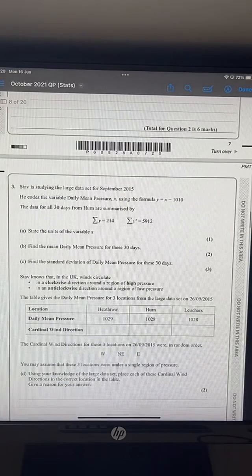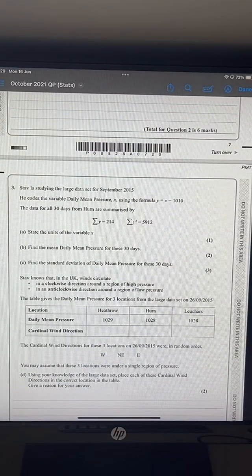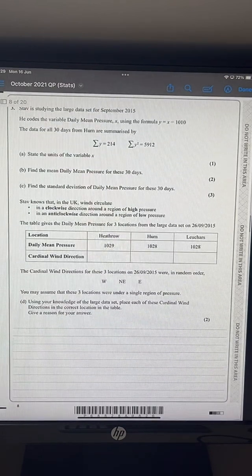All right. Does anyone have any questions about that? I realize I said question so many times. Does anyone have any questions about that question 2? If not, I'm going to move on to question 3.